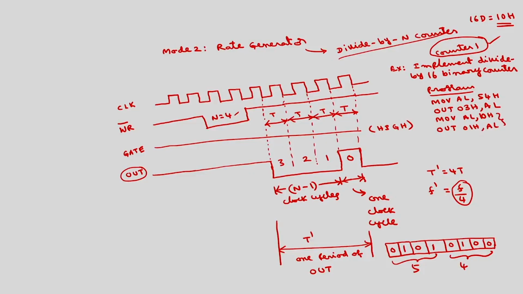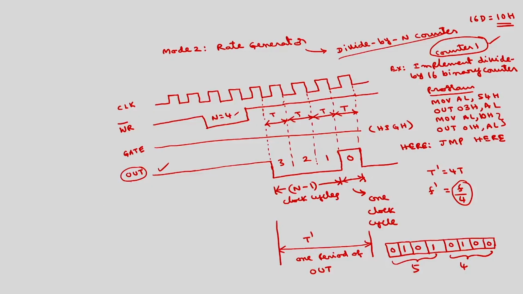So these two instructions will load counter 1 with 10H. We just have to jump here itself. If you connect this out to the CRO, we can see that the frequency of this out signal will be 1 by 16 times that of the clock frequency.